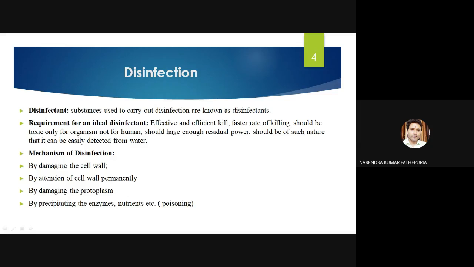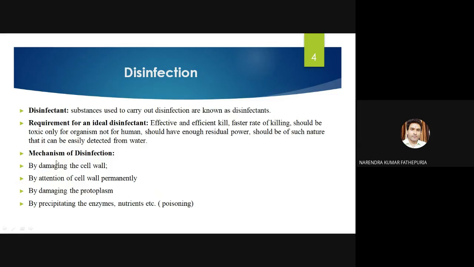Requirements of an ideal disinfectant: it should be effective and efficient in killing, with a faster rate of killing, should be toxic only to organisms and not to humans, should have enough residual power, and should be of such a nature that it can be easily detected in the water. So these are the characteristics it should have. Whatever disinfectant you choose, you have to choose based on these parameters.